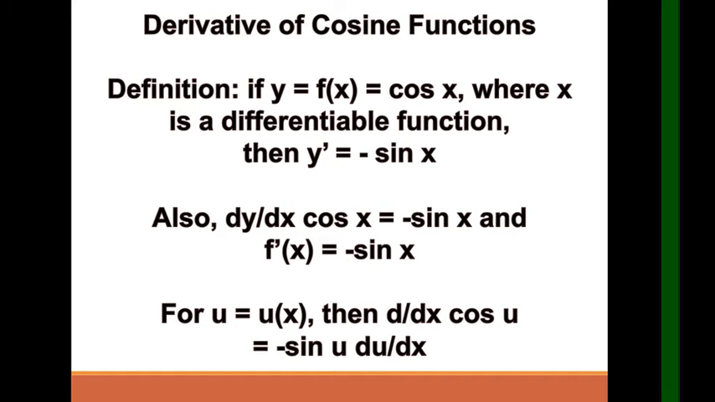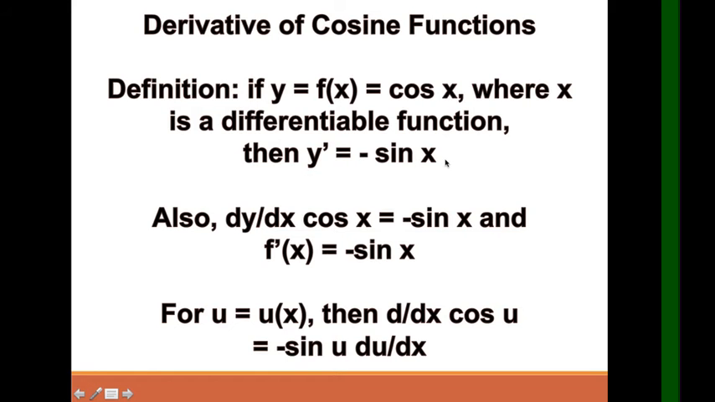First, if y is equal to f of x is equal to cosine x, where x is a differentiable function, then the derivative of y is equal to negative sine x. Also, the dy over dx of cosine x is equal to negative sine x, and the derivative of f of x is equal to negative sine x. For u is equal to u of x, then d over dx cosine u is equal to negative sine u du over dx. To make it short, class, kapag kinukuha natin ang derivative ng cosine x, ang magiging answer natin is negative sine x.